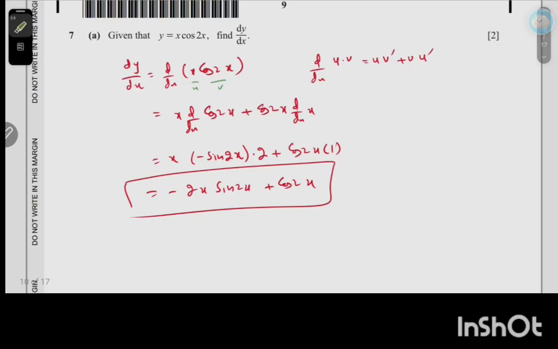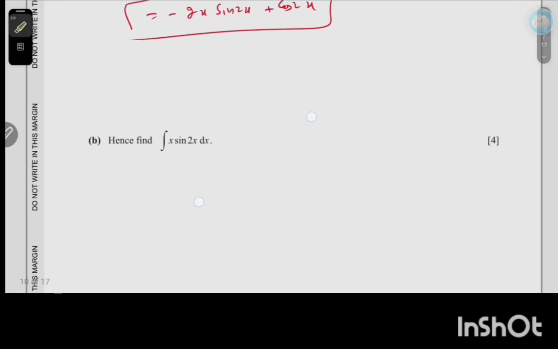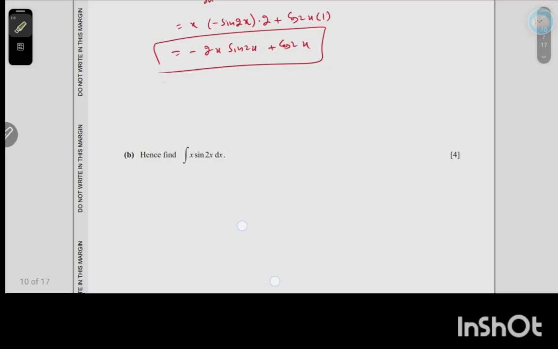Now we will think about the next part. The next question is how to use this one, how to solve this one. First of all, we have to know from the above equation that dy by dx is equal to minus 2x sin of 2x plus cos of 2x. Here we have to apply integration everywhere.